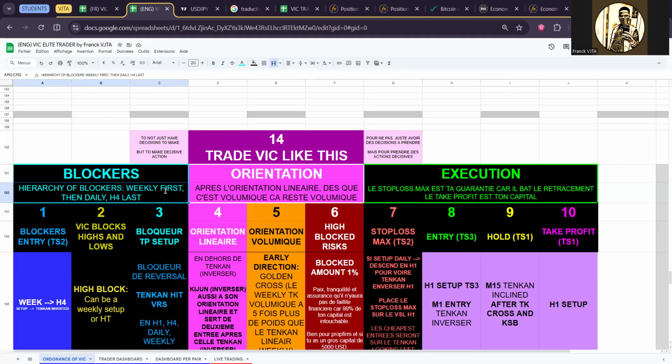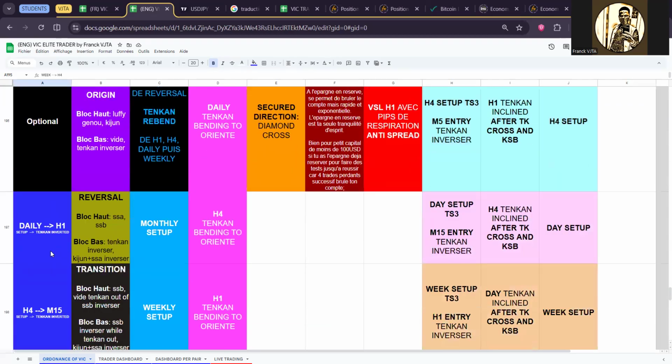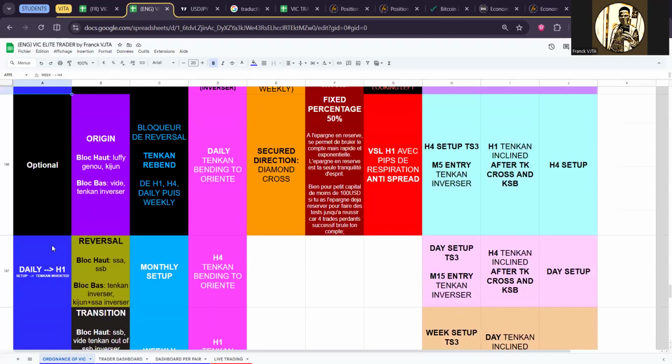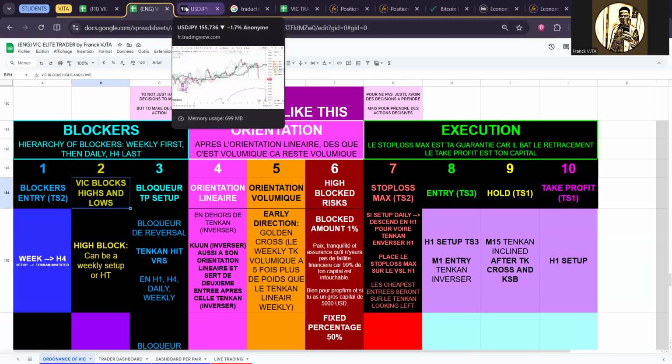You need to understand that there's a hierarchy of blockers. The weekly blockers are the first. When you find a setup on weekly, as I showed you here, that is the first thing to do. Don't start to look at 4-hour first. Look at weekly first, then go on daily, then on 4-hour to make a decision. Don't do the reverse, because weekly has more weight.